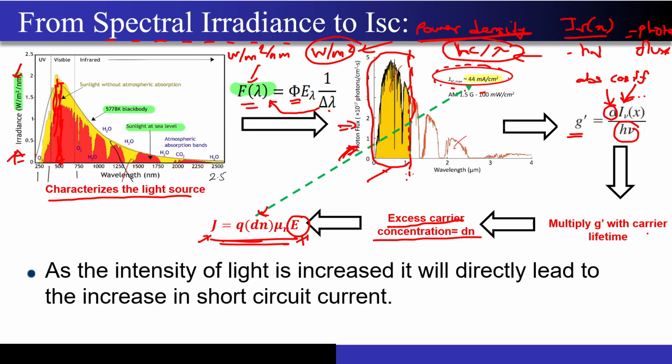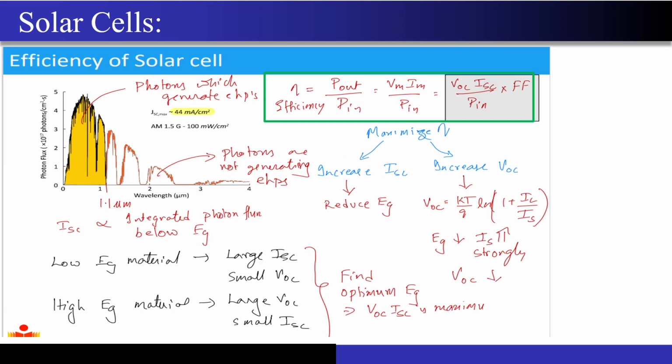I hope it is very clear how, from the graph of spectral irradiance, we reached the value of the current that flows because of the generation of excess carriers in the semiconductor material. I hope this picture is completely clear and you don't have any more doubts. If you have, please feel free to stop me.